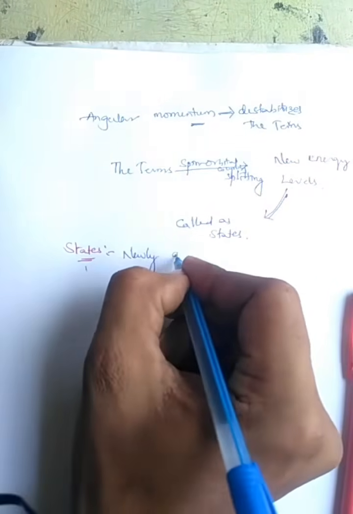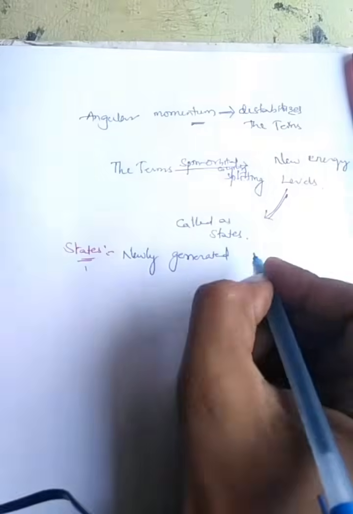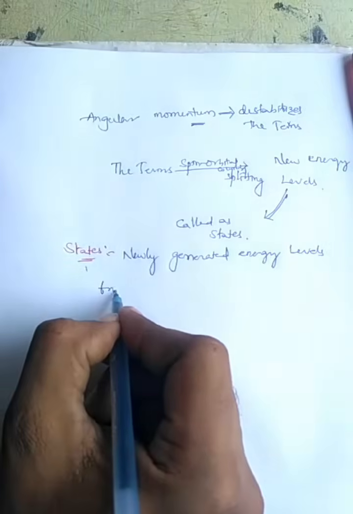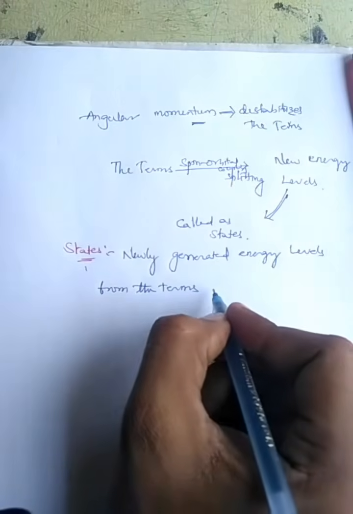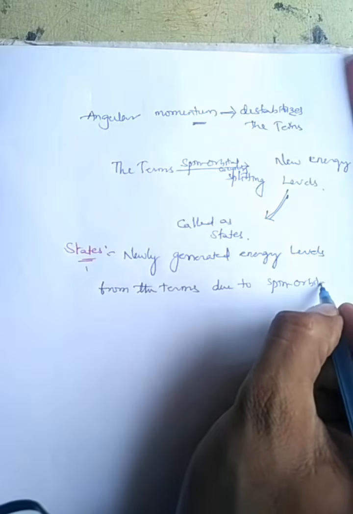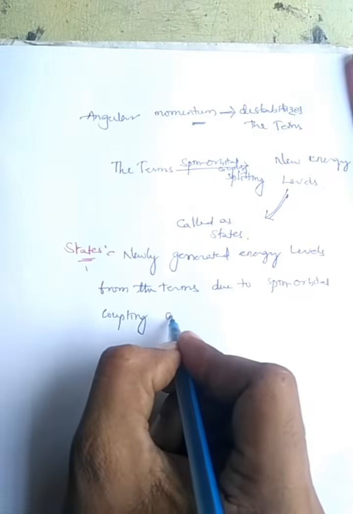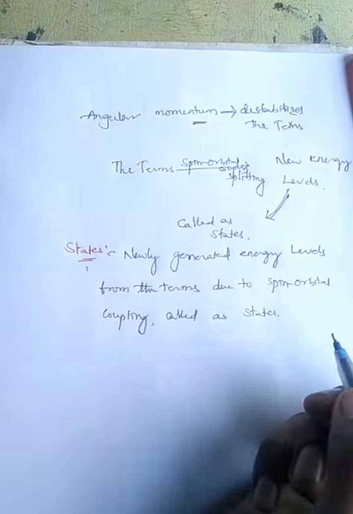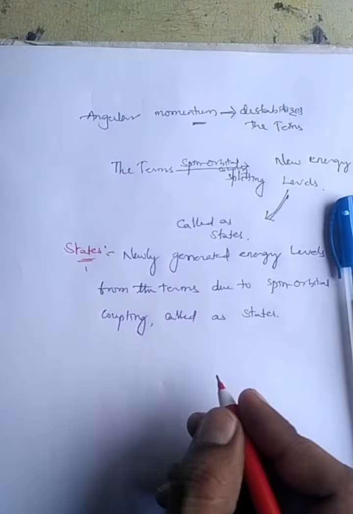Newly generated energy levels from the terms due to spin orbital coupling are called states, right? Those are the definition we can give for the states.